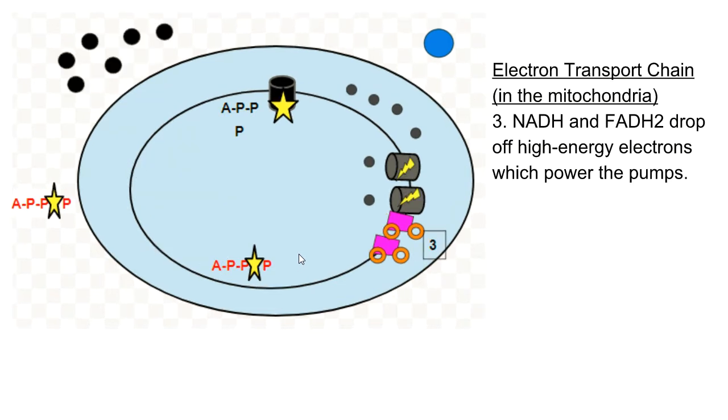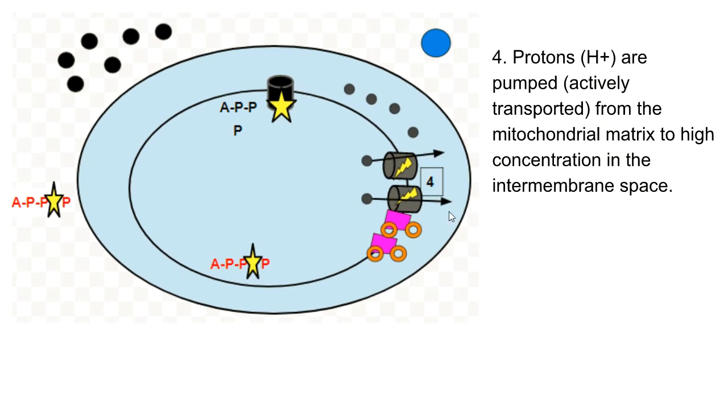The third, fourth, fifth, and sixth step are all part of the electron transport chain. So the NADs and FADs, NADH and FADH2, drop off those high energy electrons, which power the pumps. Again, we have a higher concentration of protons out here than in here. So this is going to be active transport, and active transport requires energy. The energy for that transport comes from those high energy electrons. So that's the third step. Electrons power the pumps. The fourth step, the protons are going to get pumped. They're actively transported to the intermembrane space.